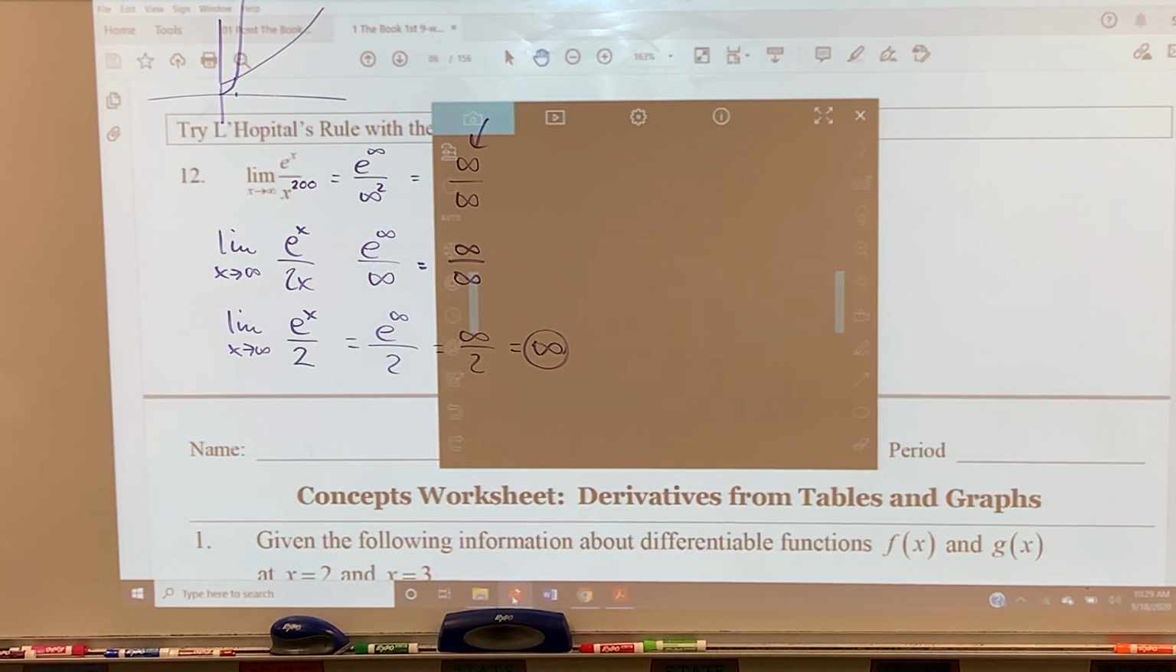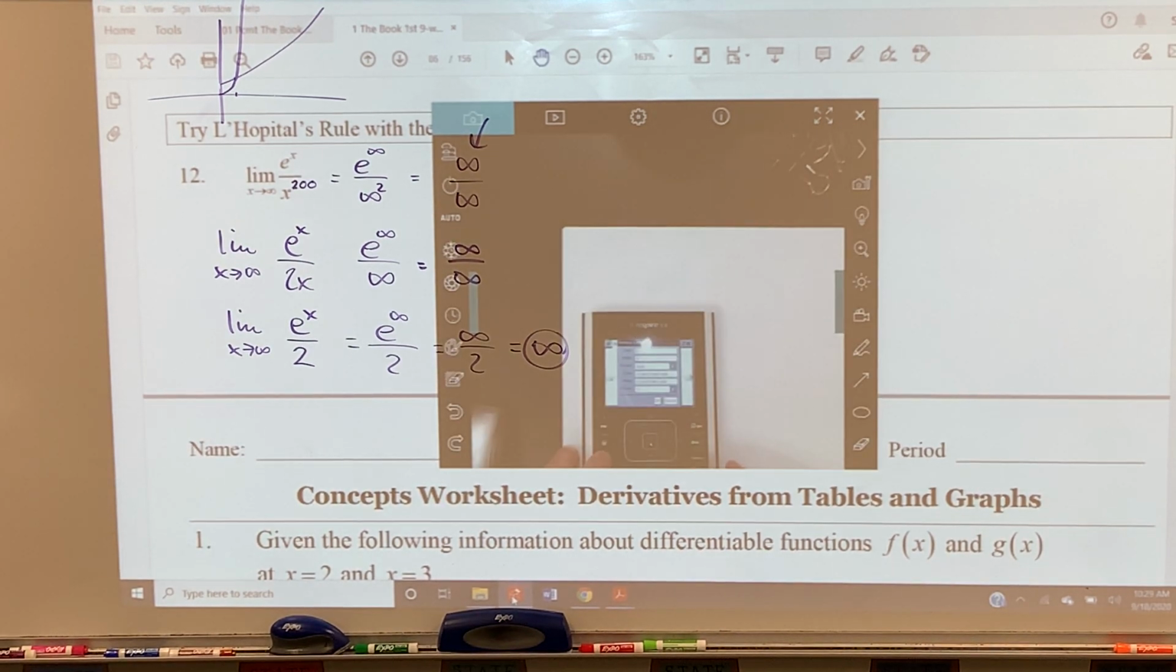Let's see if our calculator comes. Come on. Maybe it's coming. Hold up. Working slowly. Okay.